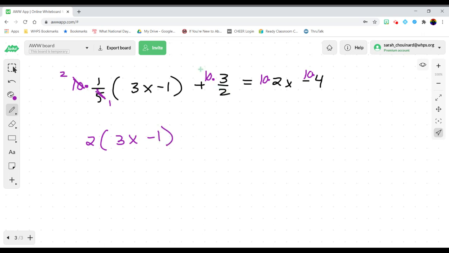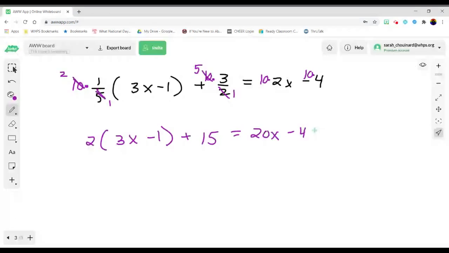Then here, 10 and 2, they both can be divisible by 2. 2 divided by 2 is 1. 10 divided by 2 is 5. 5 times the numerator 3 is 15. 20x minus 40. Great. Now we have an equation that's much simpler to solve.